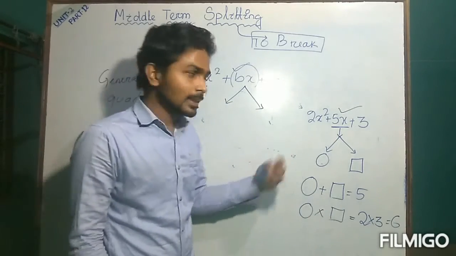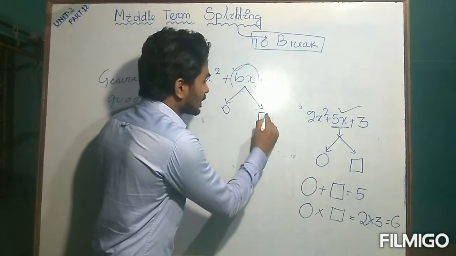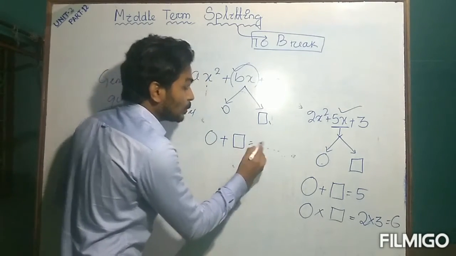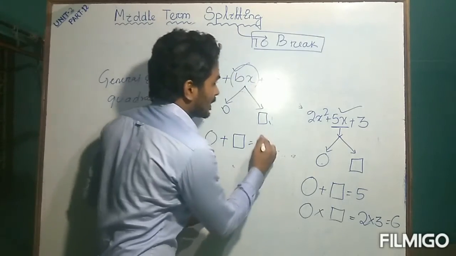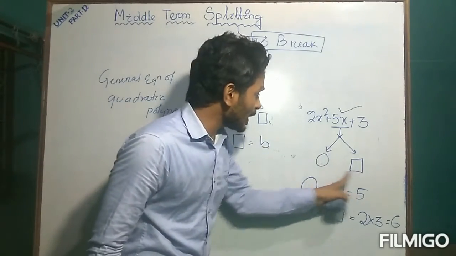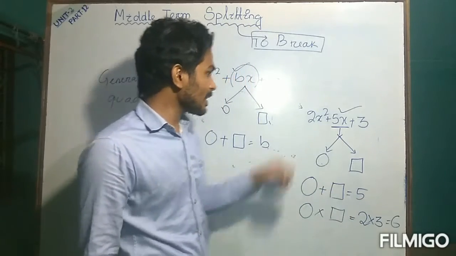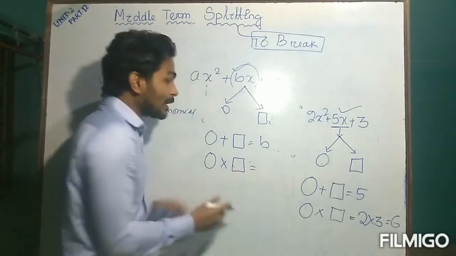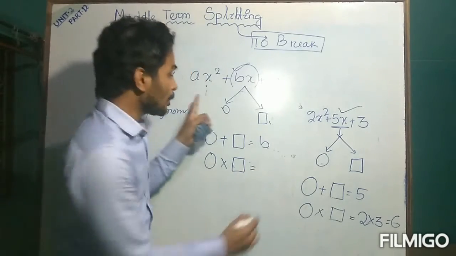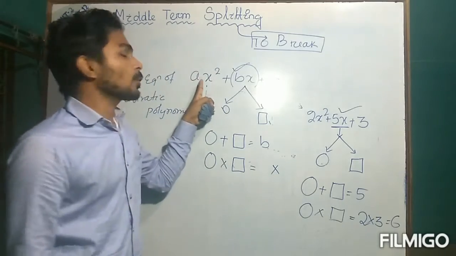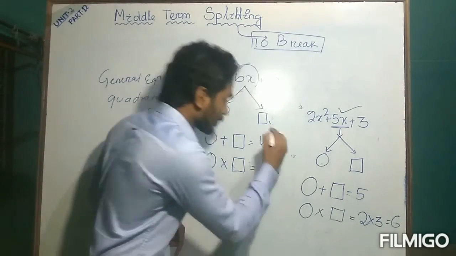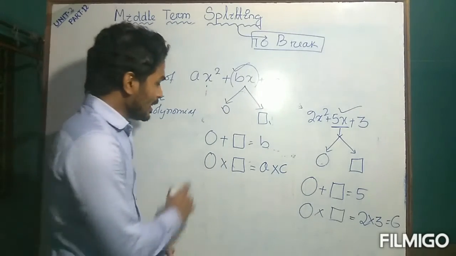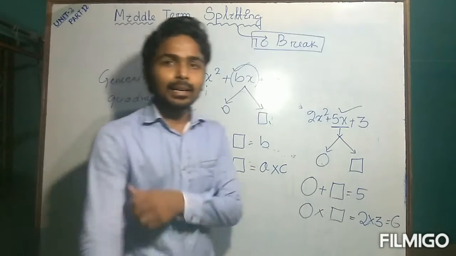Okay, so whenever these two parts are added, this part plus this part, what will it give? It will give b. Here these two parts will add to give 5. Clear? And when these two parts are multiplied, what will they give? They will give the multiplication of the coefficient of x square and the coefficient of the constant, AC. Okay, so this has to be kept in mind.